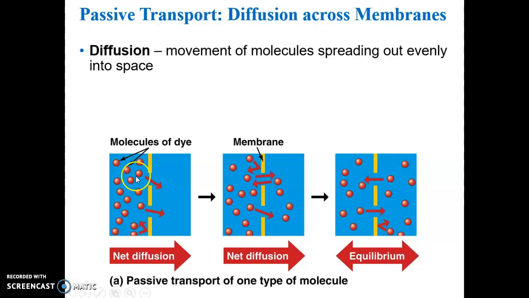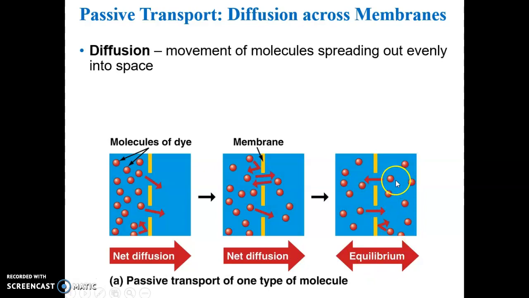Since they are initially in a higher concentration here on the left, they will naturally move to an area where they are in lower concentration initially. That's referred to as diffusion, and that will continue to occur until there's no more concentration gradient, meaning everything's evenly distributed. The situation is at equilibrium.